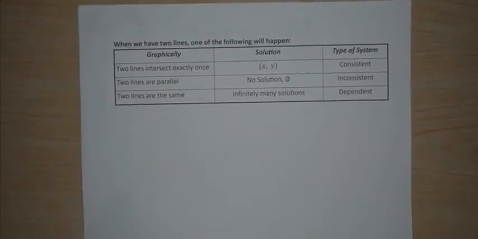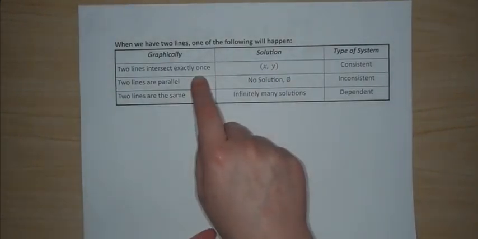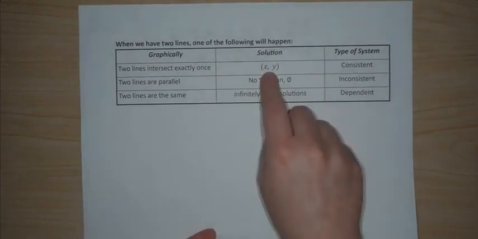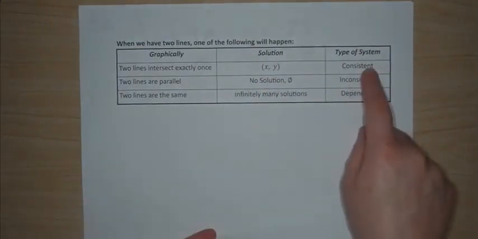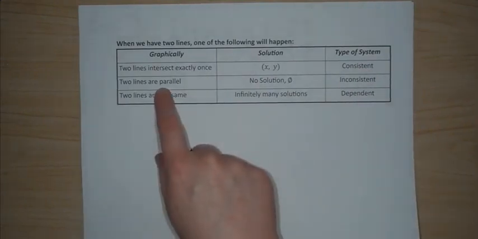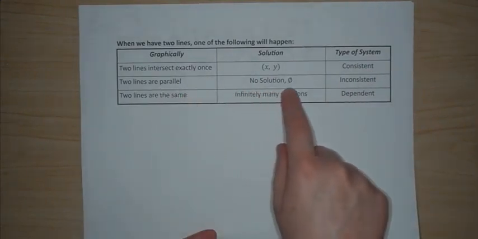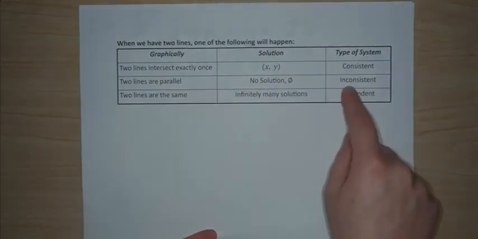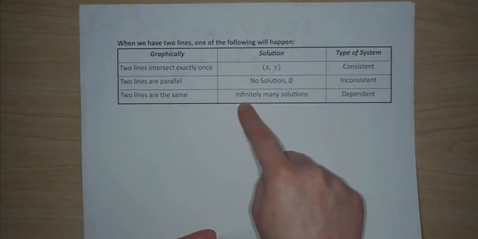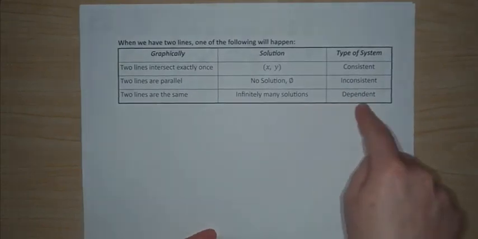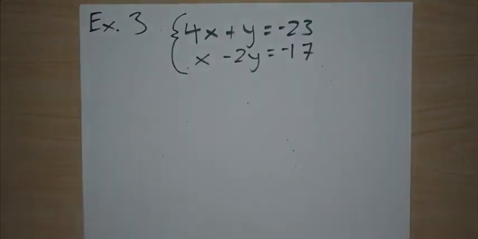There's three possibilities. That the two lines intersect exactly once. If they're lines, they can only intersect once. Where we have an ordered pair as a solution, which is where they intersect, and our system is consistent. Or the two lines are parallel, which means they'll never intersect or touch, so there's no solution and the system is inconsistent. Or the two lines are the same, so they overlap one another, so there's infinitely many solutions and the system is dependent. So those are three possibilities.